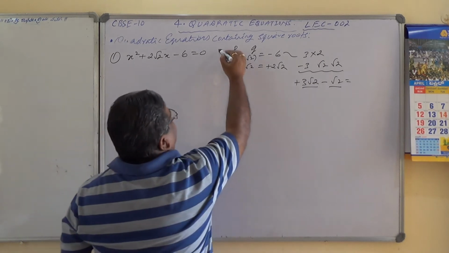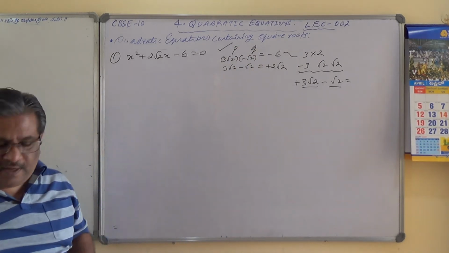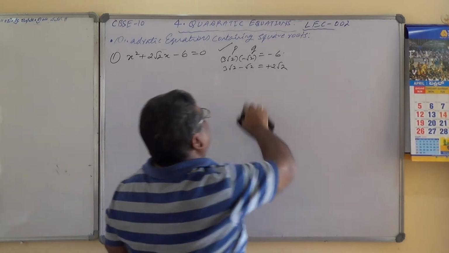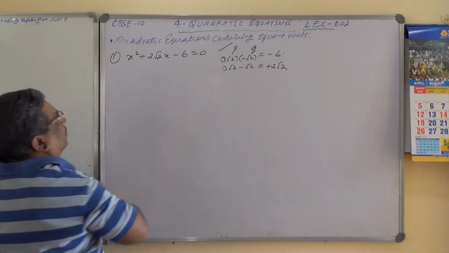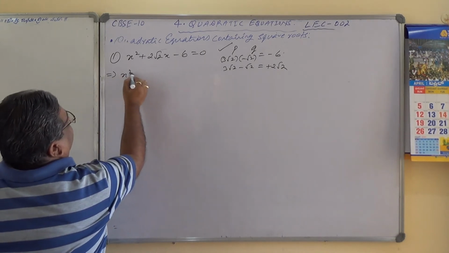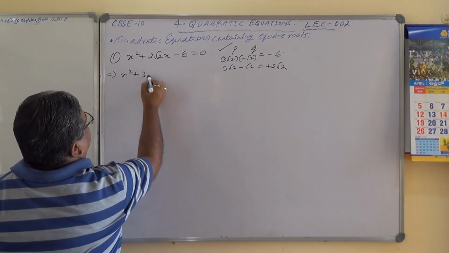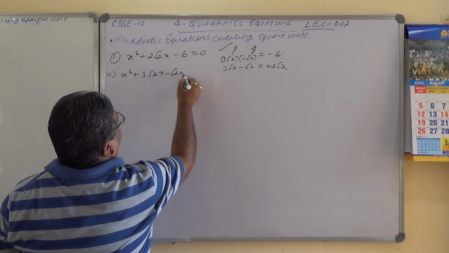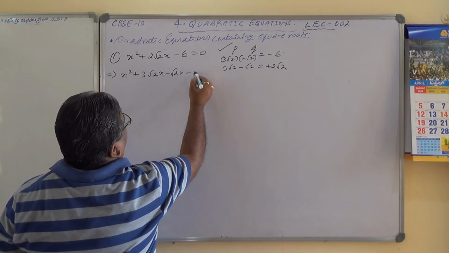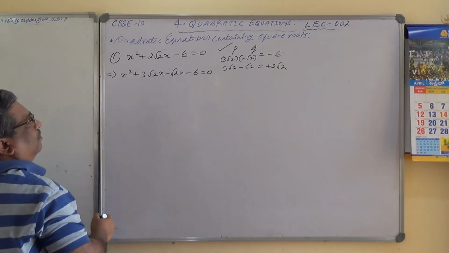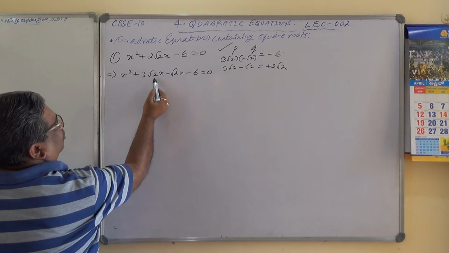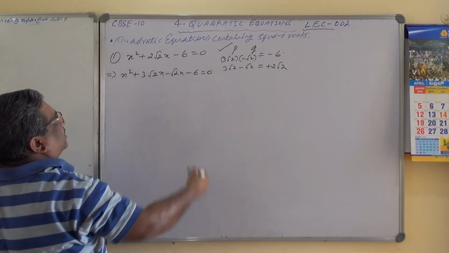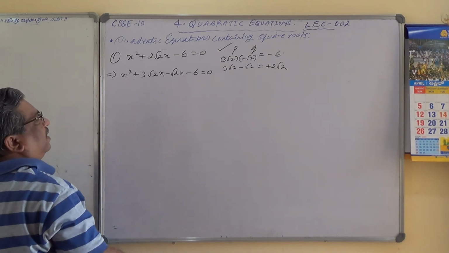So once this is perfect, then only you have to proceed. Otherwise, you are bound to make mistakes. Some rough work is to be done here, and this is not the correct answer. So this implies x square plus 3 root 2x minus root 2x minus 6 equals 0. Now here it is in terms of 3 root 2, and if I want to take common over here, this 6 also should be expressed in terms of 3 and root 2.